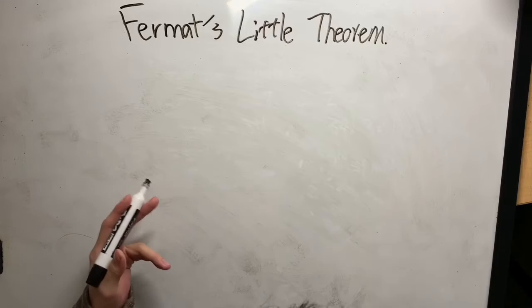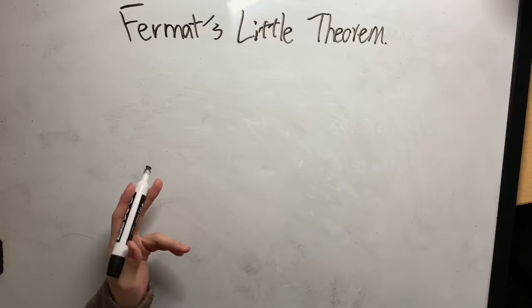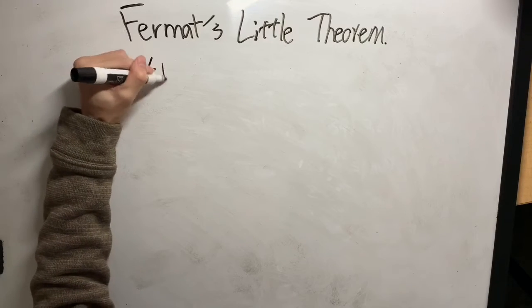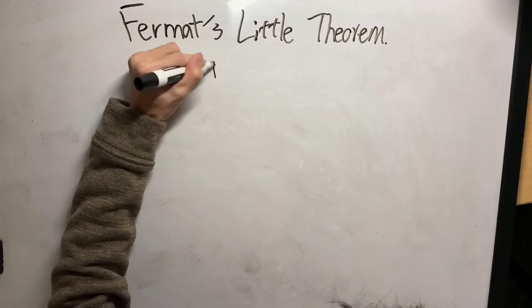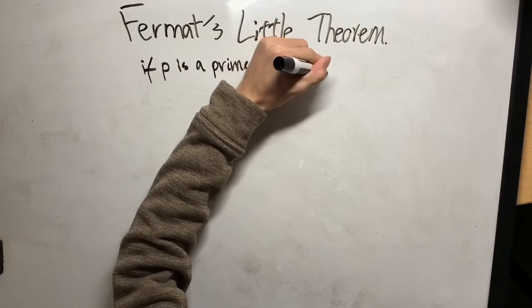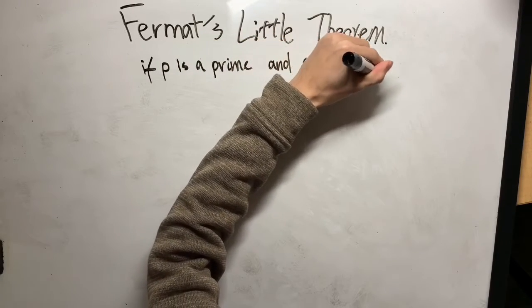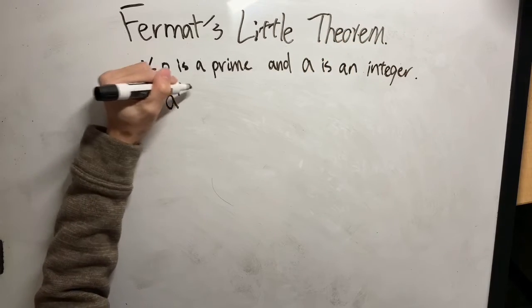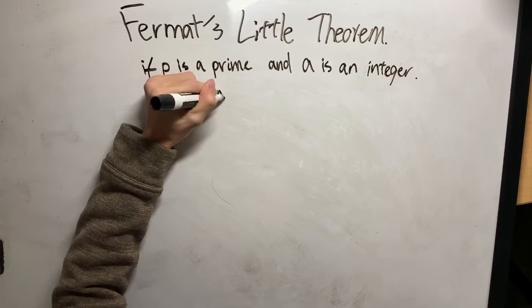Hello everyone, today we are going to talk about Fermat's little theorem. This theorem states that if P is a prime and A is an integer, then we have A to the P is congruent to A mod P.